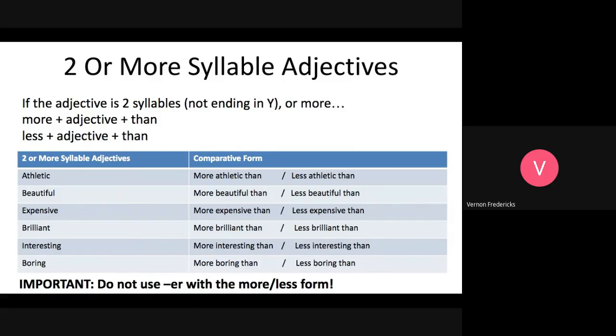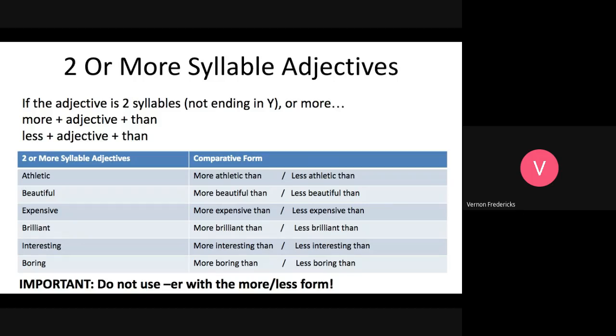The next adjective is beautiful. Beautiful, three syllables. So I can use it in the comparative. I can say my dog or my cat is more beautiful than your cat. Less beautiful is the opposite. I can say your cat is less beautiful than my cat.